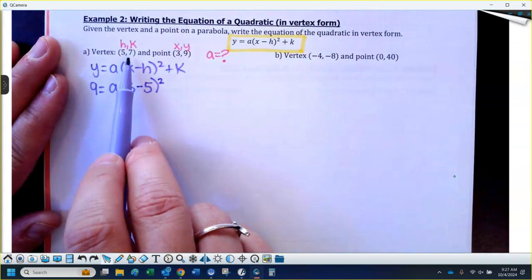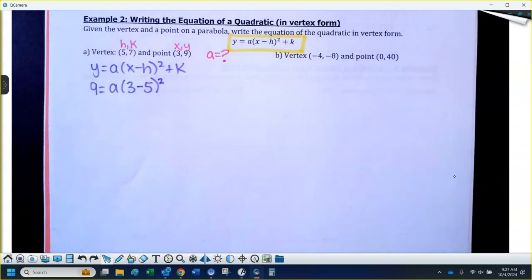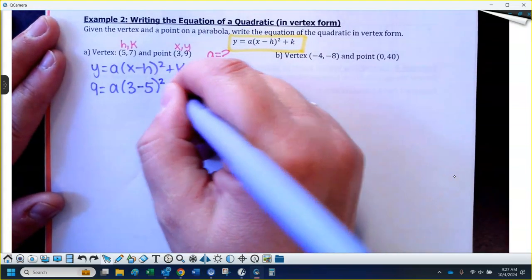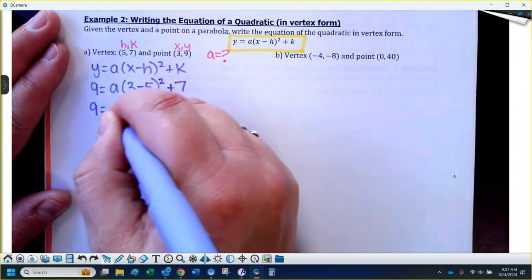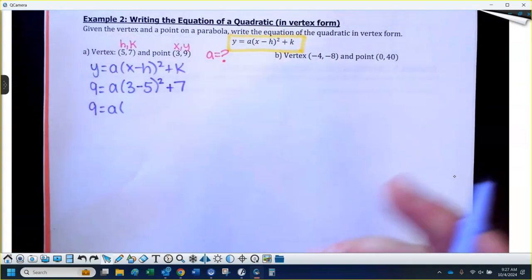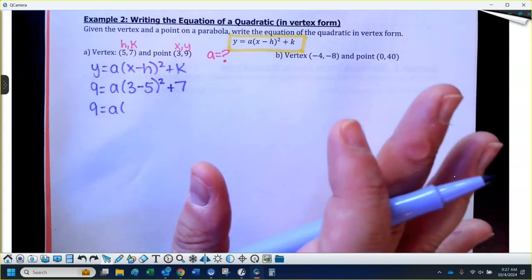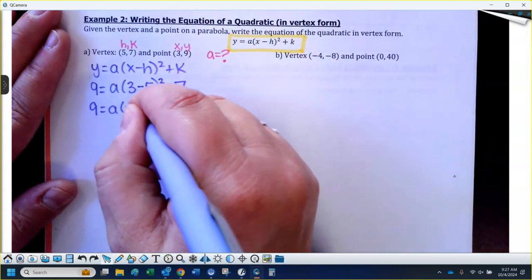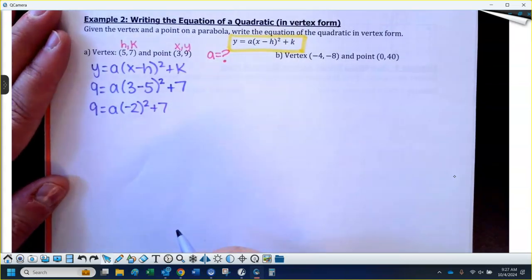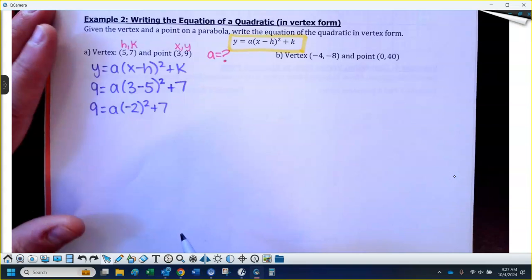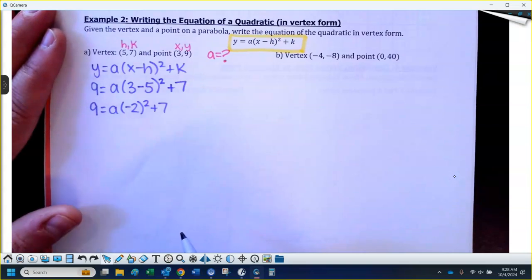And then the y coordinate of the vertex is k. That goes outside the parentheses. If it's positive, you put a plus. If it's negative, you put a minus. So I'm going to put +7. Okay, we're just going to simplify this a little bit. So subtract here. Don't try to distribute the exponent. Just subtract, like 3 minus 5. So this is -2 squared plus 7. And what do I get if I square -2? What do you think? 4.